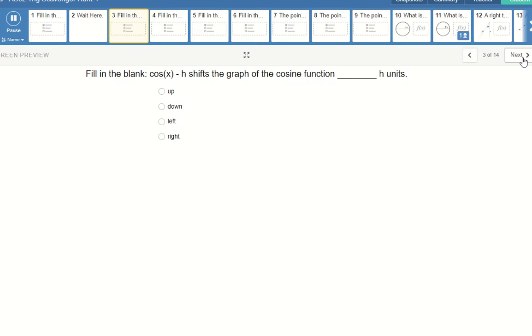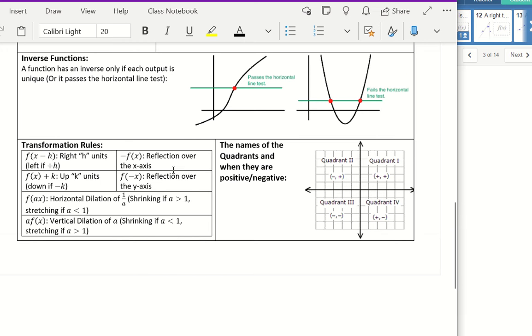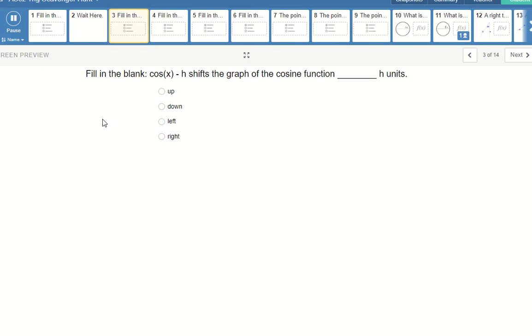And then let's see, cosine of x minus h. Notice that the minus h is outside of the parentheses. So then we're going to look back at the transformation rules again. This is inside, so we're not using that anymore. This is f of x plus k moves it up k units. F of x minus k moves it down k units. So in this case, we're going to go down h units.